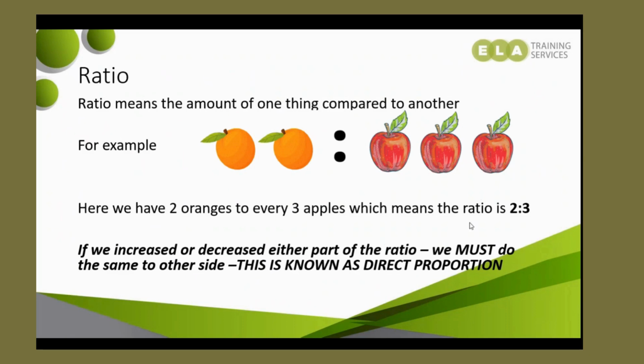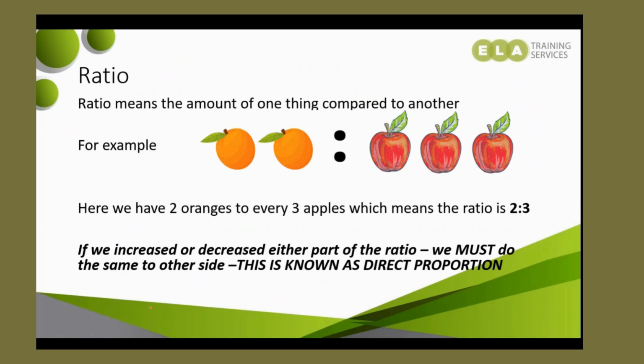For example, here we've got 2 oranges and 3 apples. So we have 2 oranges to every 3 apples, which means the ratio is 2 to 3. If we increased or decreased either part of the ratio, we must do the same to the other side. And this is known as direct proportion. And you might deal with this when you are at work and dealing with working out the health and safety notices of staff to children and things like that. So you'll deal with ratio a lot in your daily working.